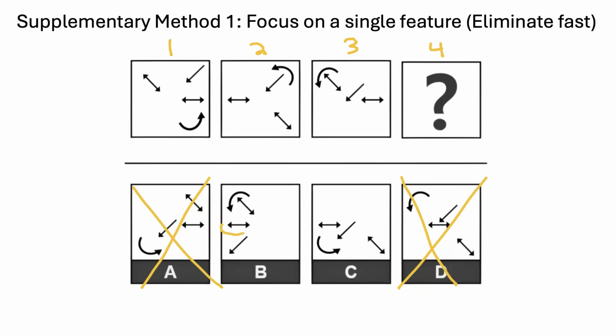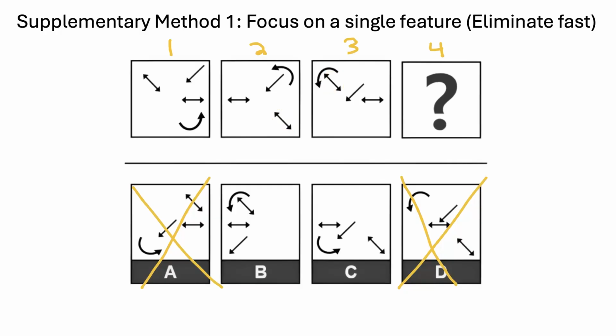Now, both B and C have this horizontal bidirectional arrow in the right position, and therefore we need to focus on another element now to eliminate further. So now let's turn our attention back in the revealed frames to the diagonal bidirectional arrow. At first, it's in the top left, and then in frame 2, it's in the bottom right. Then in frame 3, it's back in the top left.